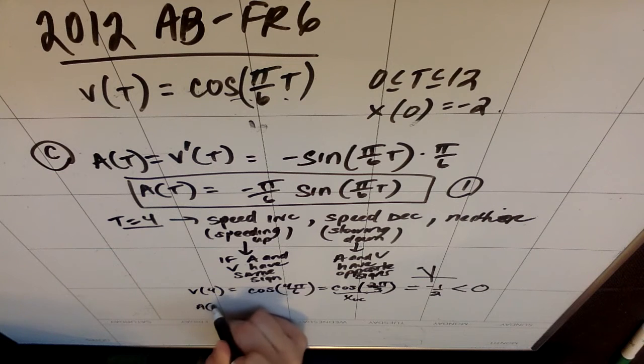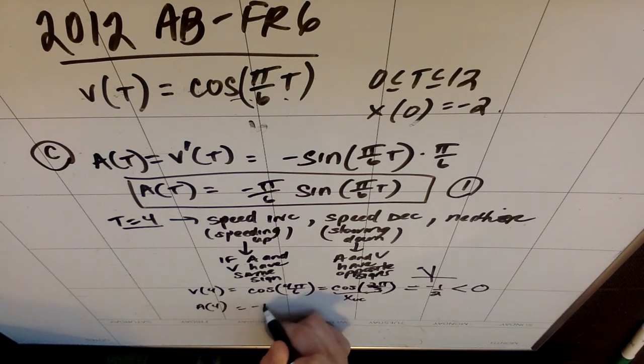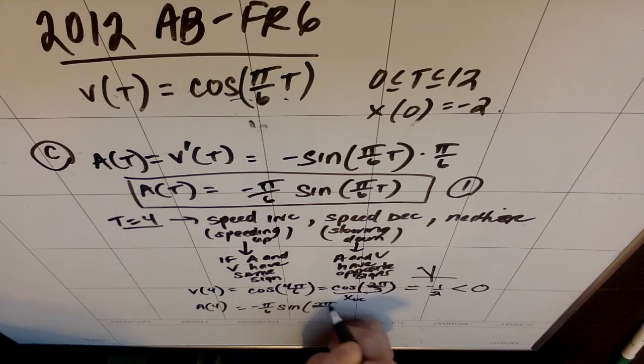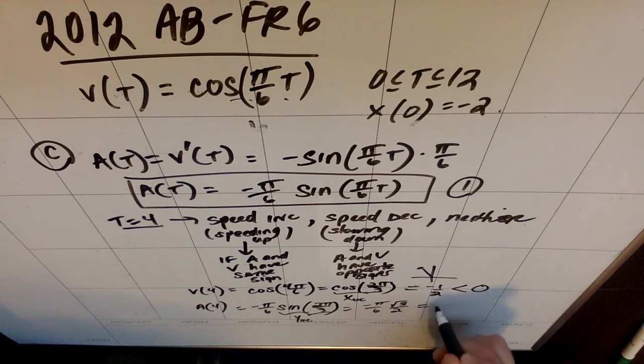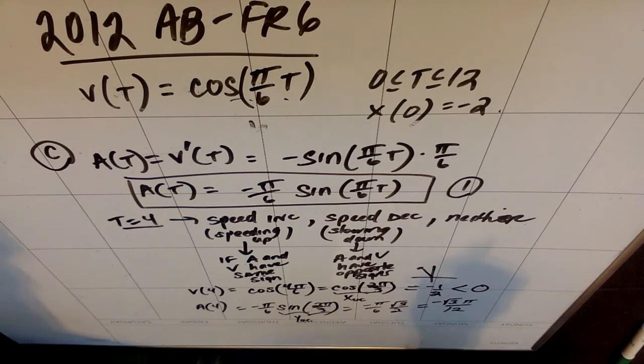And A of 4 is going to be negative pi over 6 times the sine of 2 pi over 3, right? And so this is the y value at 2 pi over 3. So again, I'm going to point out that I don't really care what the number is. I mean, if you want to know that that is a root 3 over 2, that's great. If you want to write that this is a negative root 3 times pi all over 12, nobody's going to blame you and say that's wrong, but again, really all we care about is that it's less than 0. So see how both of them are negative.